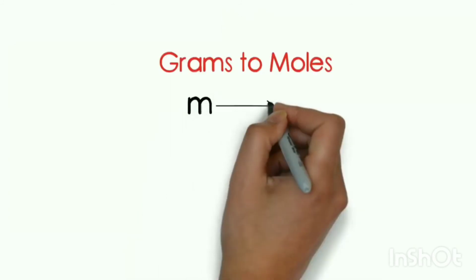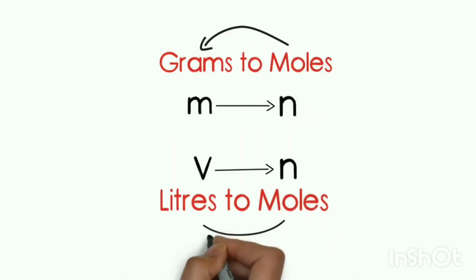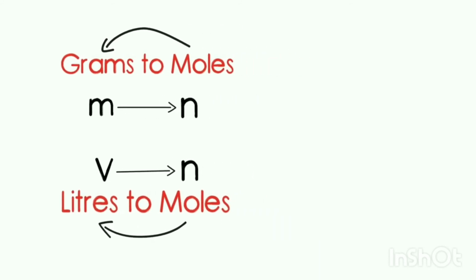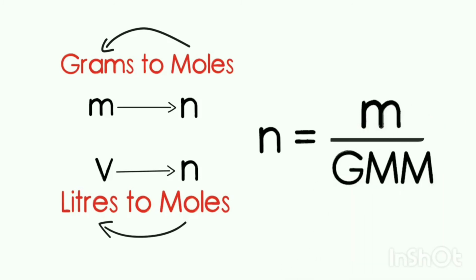Let us learn how to convert grams to moles and liters to moles, and how these conversions are achieved. The formula will be the same, but its understanding is very important. So you just need to remember n is equal to m upon GMM. Suppose you have been provided with the number of moles and we want to calculate the mass. So we can have our gram atomic mass or gram molecular mass, and then directly we can calculate mass.